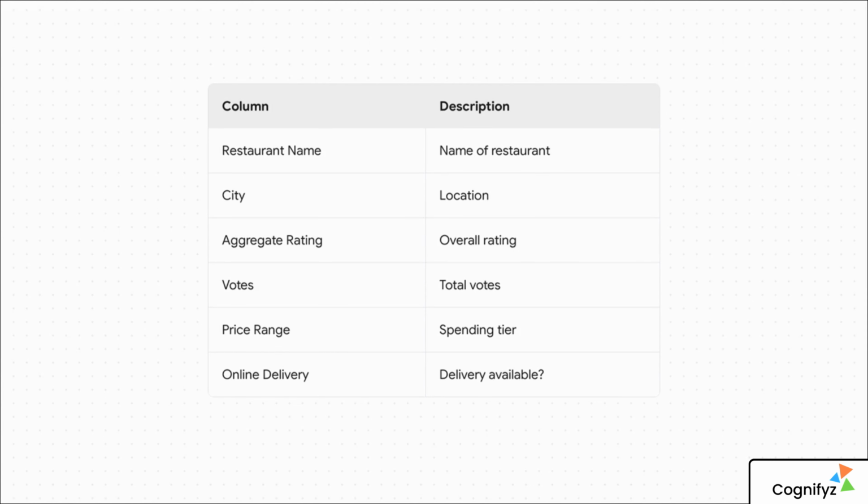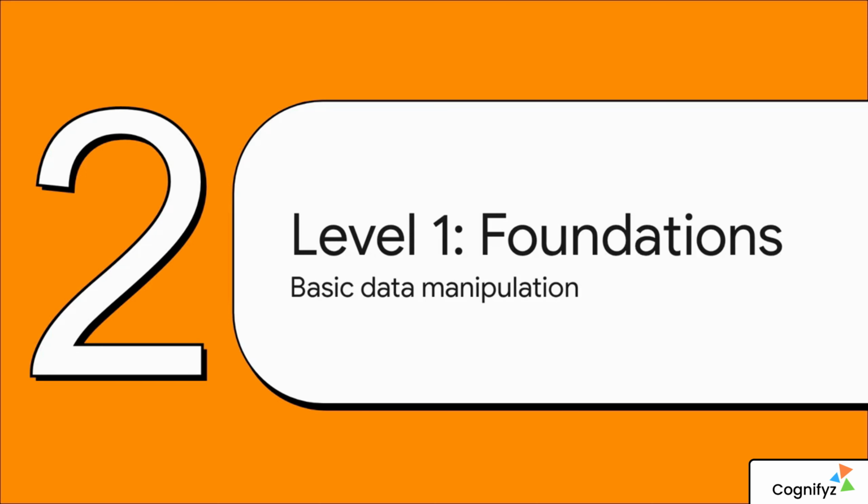This isn't just basic prep work, guys. This is exactly where we start revealing those hidden business insights trapped inside critical columns like aggregate rating, price range, and online delivery. Moving right along to Section 2, Level 1, Foundational Analysis. Let's dive in and actually start translating our code into crucial business insights.